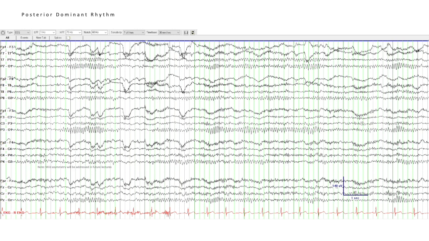Here we see another example of an alpha rhythm. Notice the sinusoidal appearance to this alpha rhythm. And again, notice how it's seen in the posterior regions most predominantly.